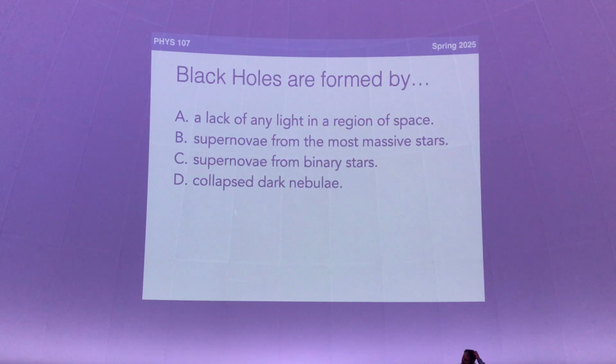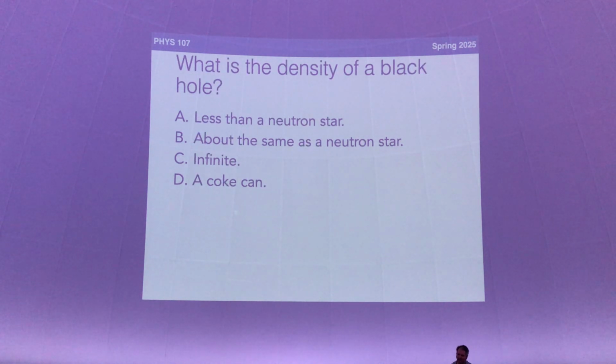Okay, black holes. So stellar black holes are formed by a lack of any light in the region of space, supernova from the most massive stars, supernova from binary stars, or collapsed dark nebulae. How do we get a black hole? 1, 2, 3. Short B. Big supernova. What is the density of a black hole? Less than that of a neutron star, about the same as a neutron star, infinite? 1, 2, 3. It has no size, so it is an infinite density thing.